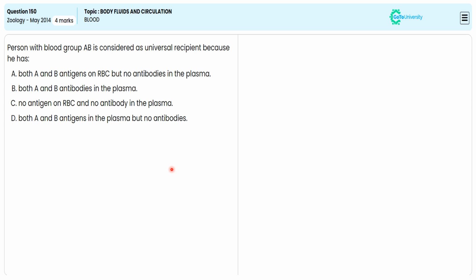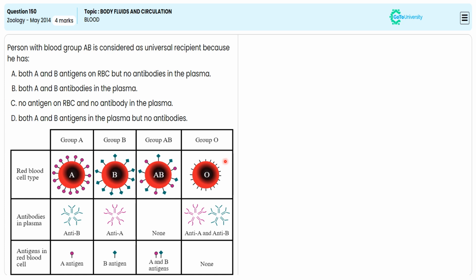In this particular chart, you can see the A blood group is determined by the A antigen and B antibody. The B blood group person is determined by B antigen on the RBC cell surface, and the A antibody, also called anti-A. In the blood group AB individual, we are observing the presence of two antigens over the RBC cell surface, which are nothing but A antigen and B antigen.